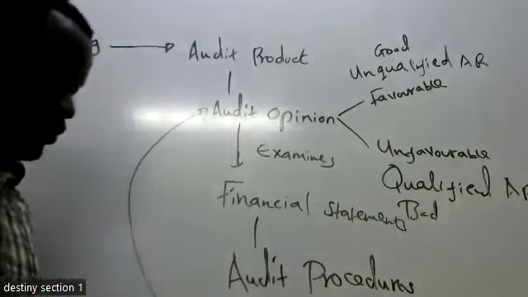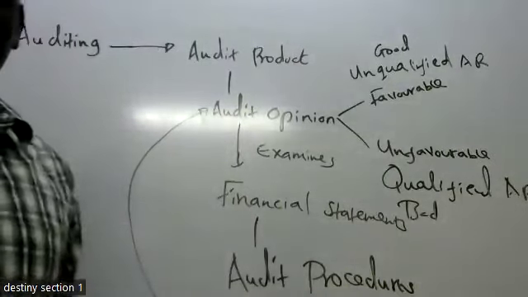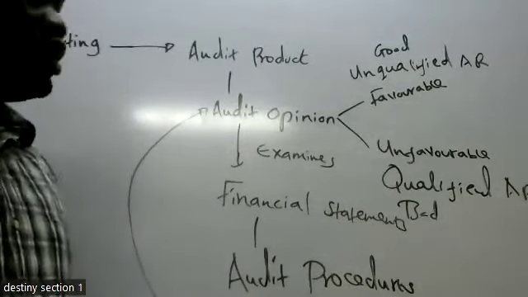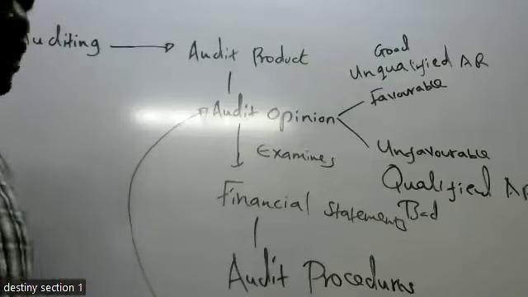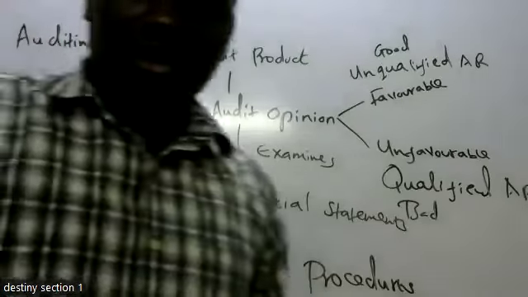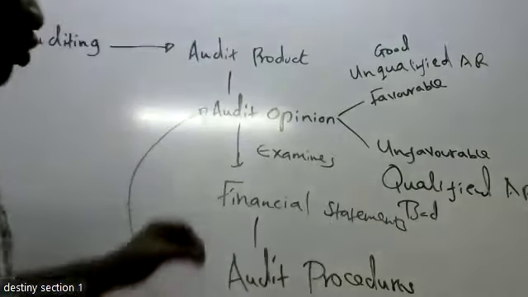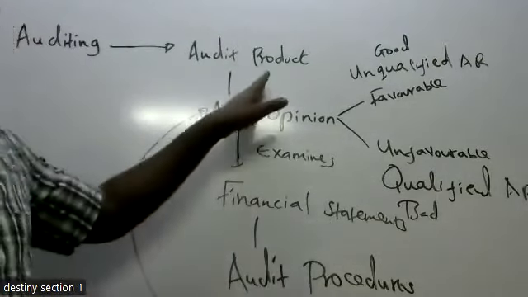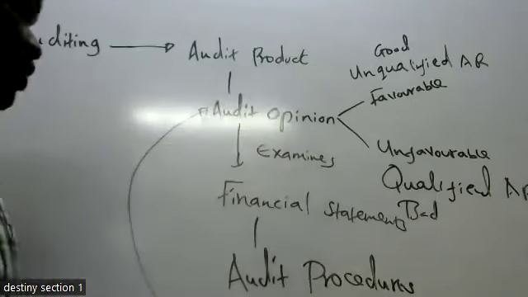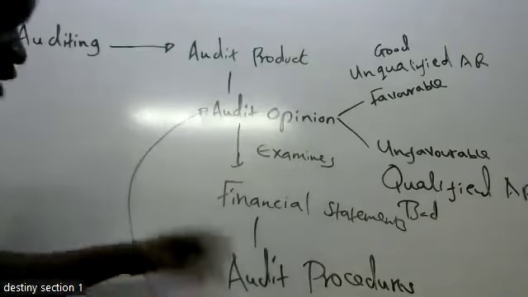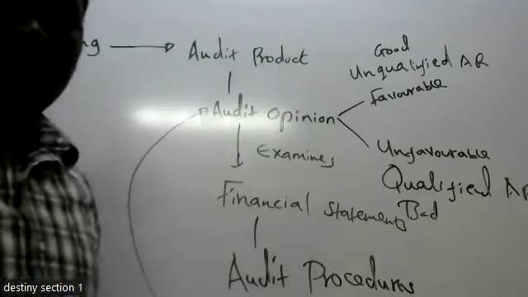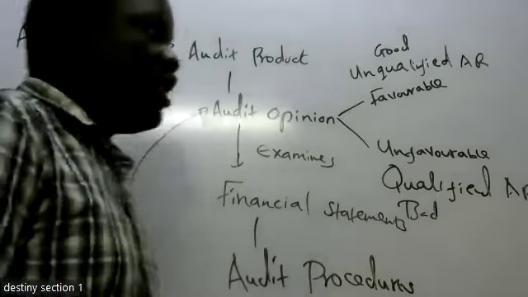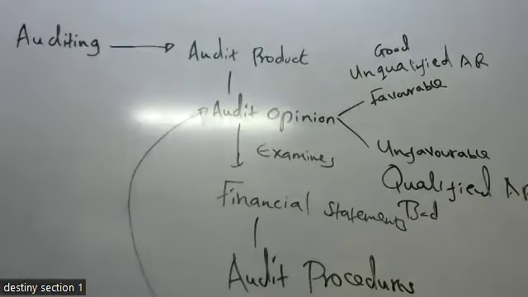So you can see that audit has quite a number of activities which are integrated. Audit has certain steps which auditors will go through until the point where they're able to draft an auditor report. So these are some of the areas that we're going to discuss in this particular class of advanced auditing and assurance.